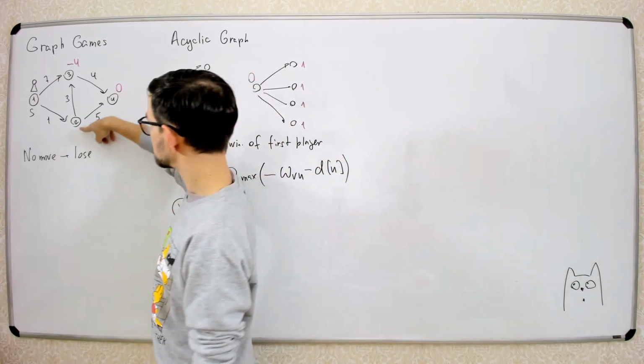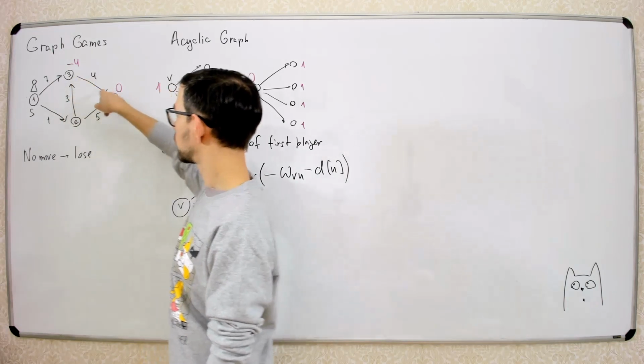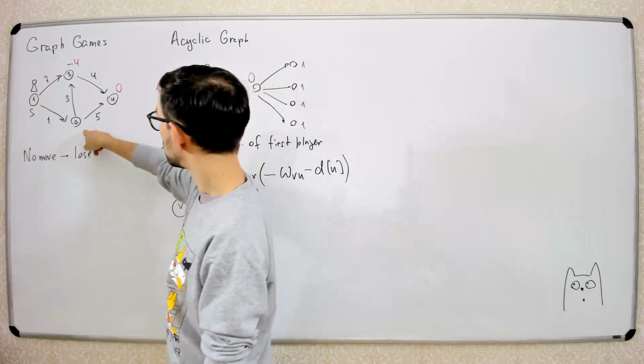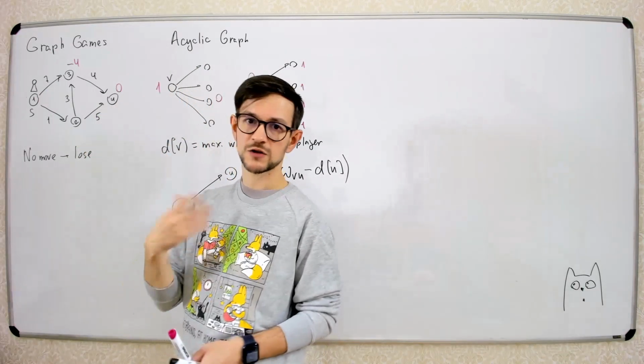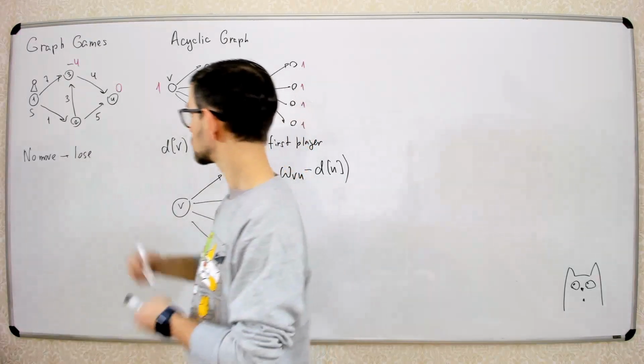Here I have two options. I can go here, pay $3 and then get $4 back. So my winnings will be 1. And if I go here, then I pay $5 and get nothing. So my winnings will be -5. So I take the maximum of 1 and -5, which is 1.